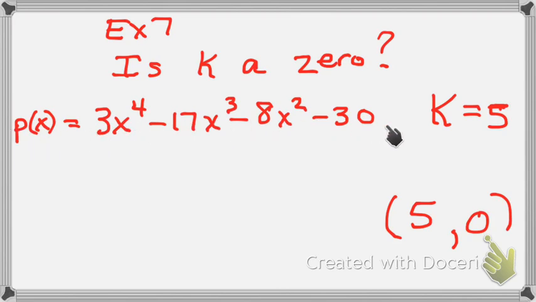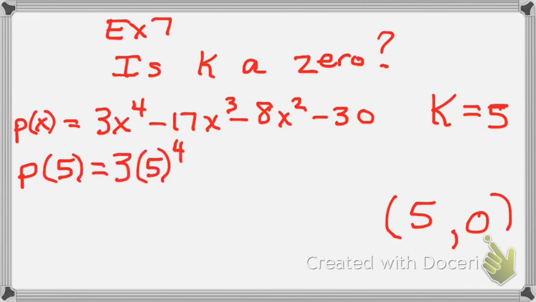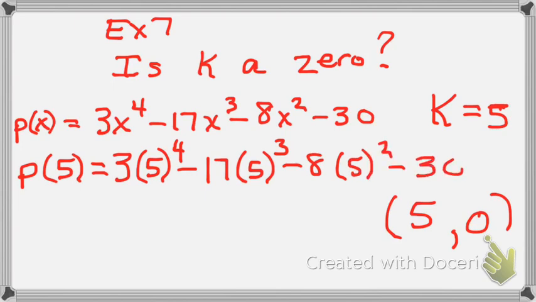So there's 2 ways to do this problem. I will show you both ways. I don't care which way you do it. All right, I'm going to show you first of all by substitution. We just plug 5 in for x, and we see if it actually comes out to be 0. That's method 1. So we find p of 5, and we see what we get. So 3 times 5 to the 4th power minus 17 times 5 to the 3rd power minus 8 times 5 to the 2nd power minus 30.